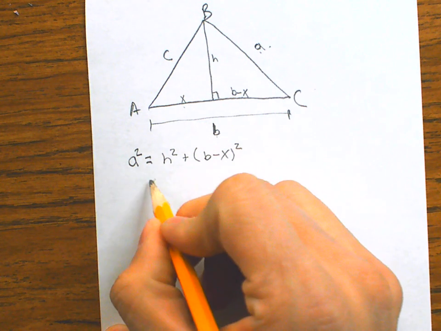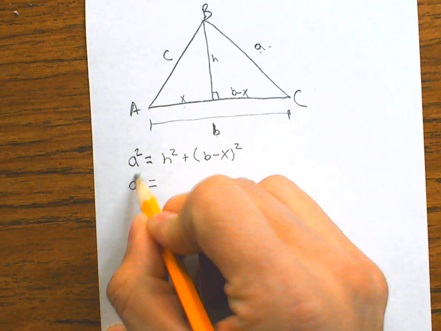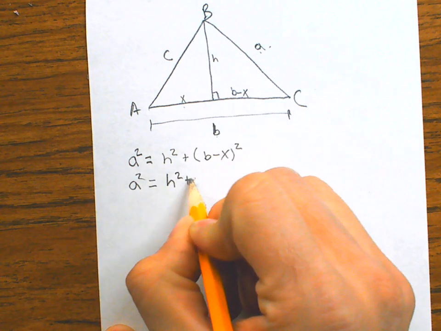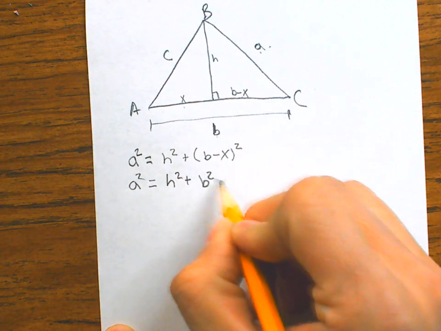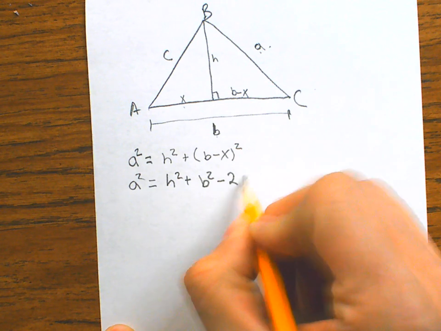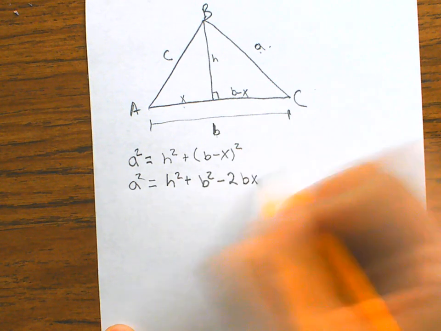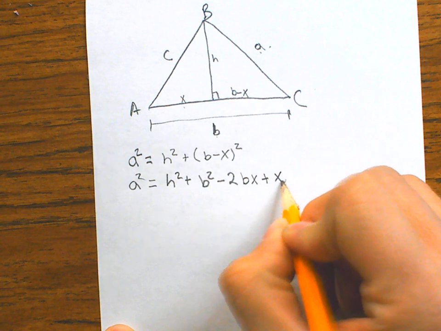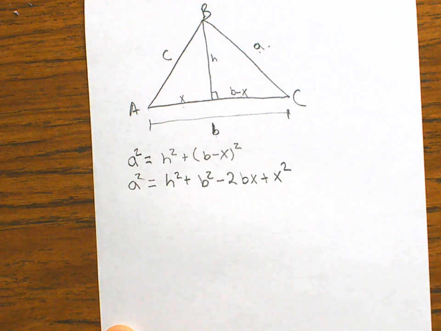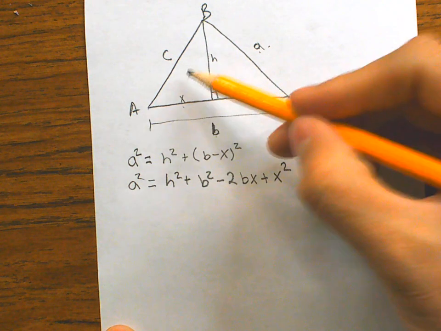Now, if I simplify this, it would look something like this: b squared minus 2bx plus x squared. Let's just leave that for right now. Let's take a look at something else also. Let's take a look at this side right here.